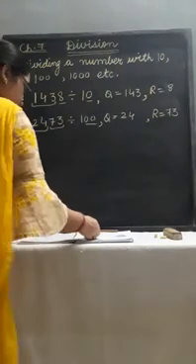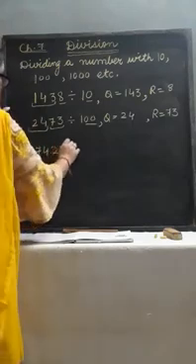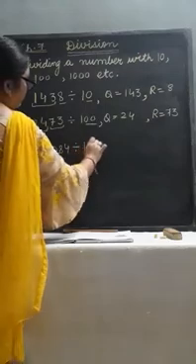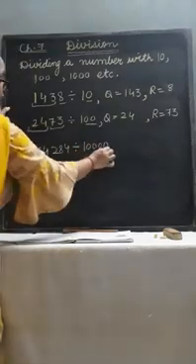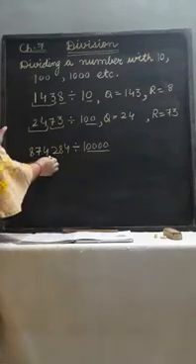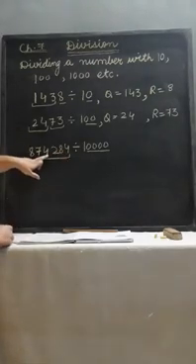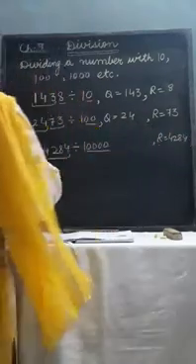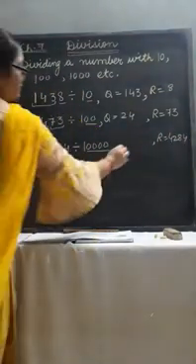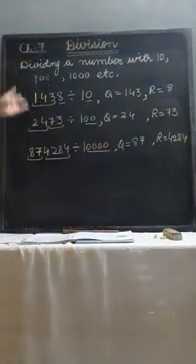Another example is 8,74,284 divided by 10,000. There are 4 zeros in 10,000. So 4 digits from the right will be the remainder. 1, 2, 3, 4. Our remainder will be 4,284. And the number formed by the rest of the digits will be the quotient. Hope this shortcut method is clear to you.